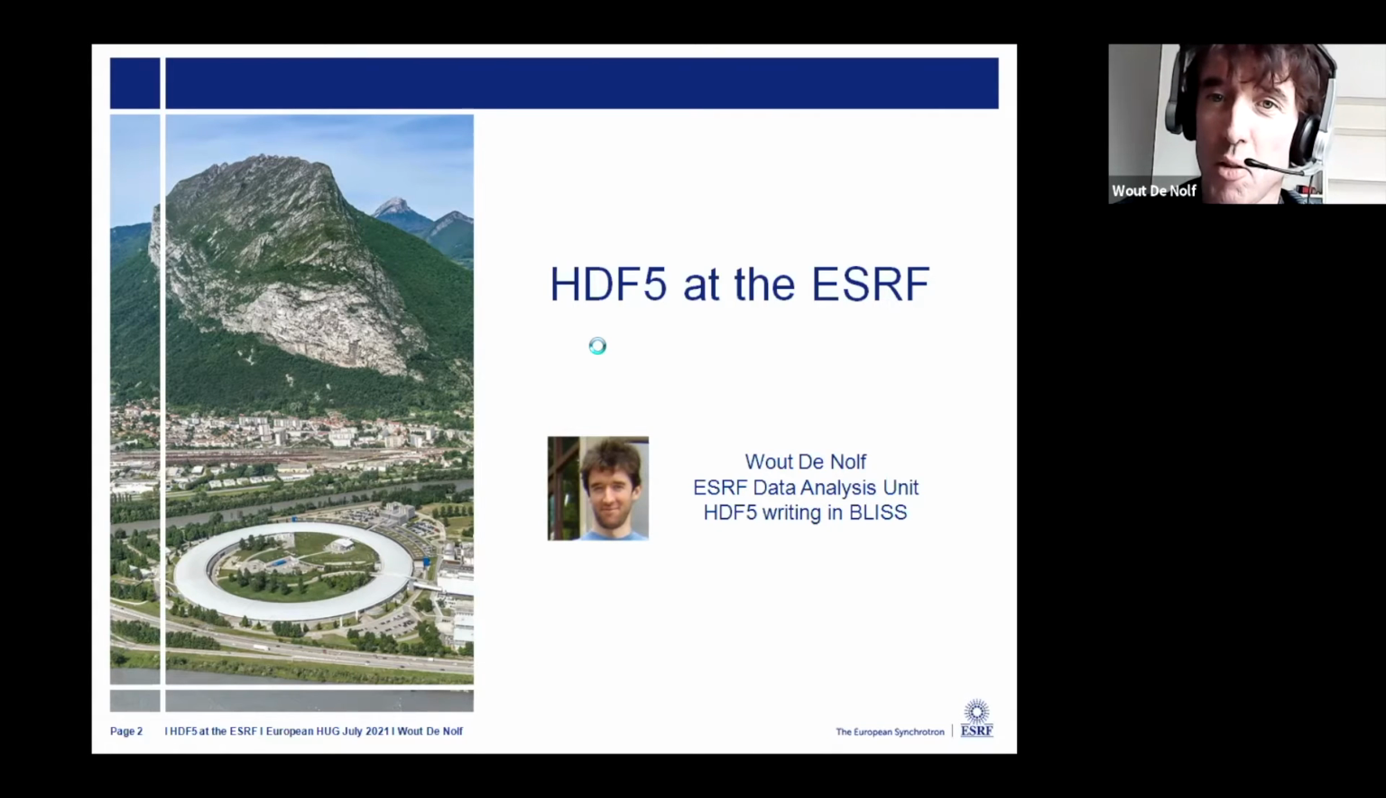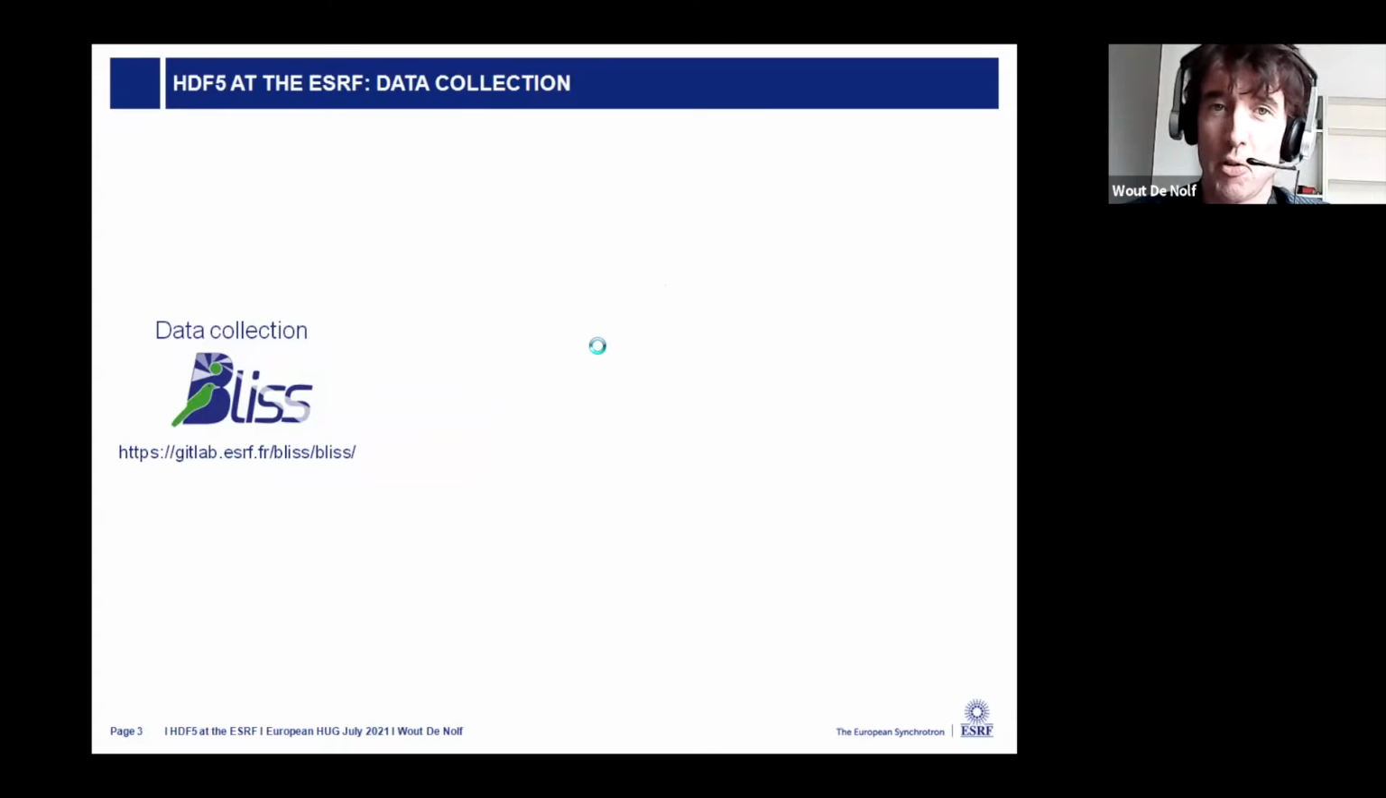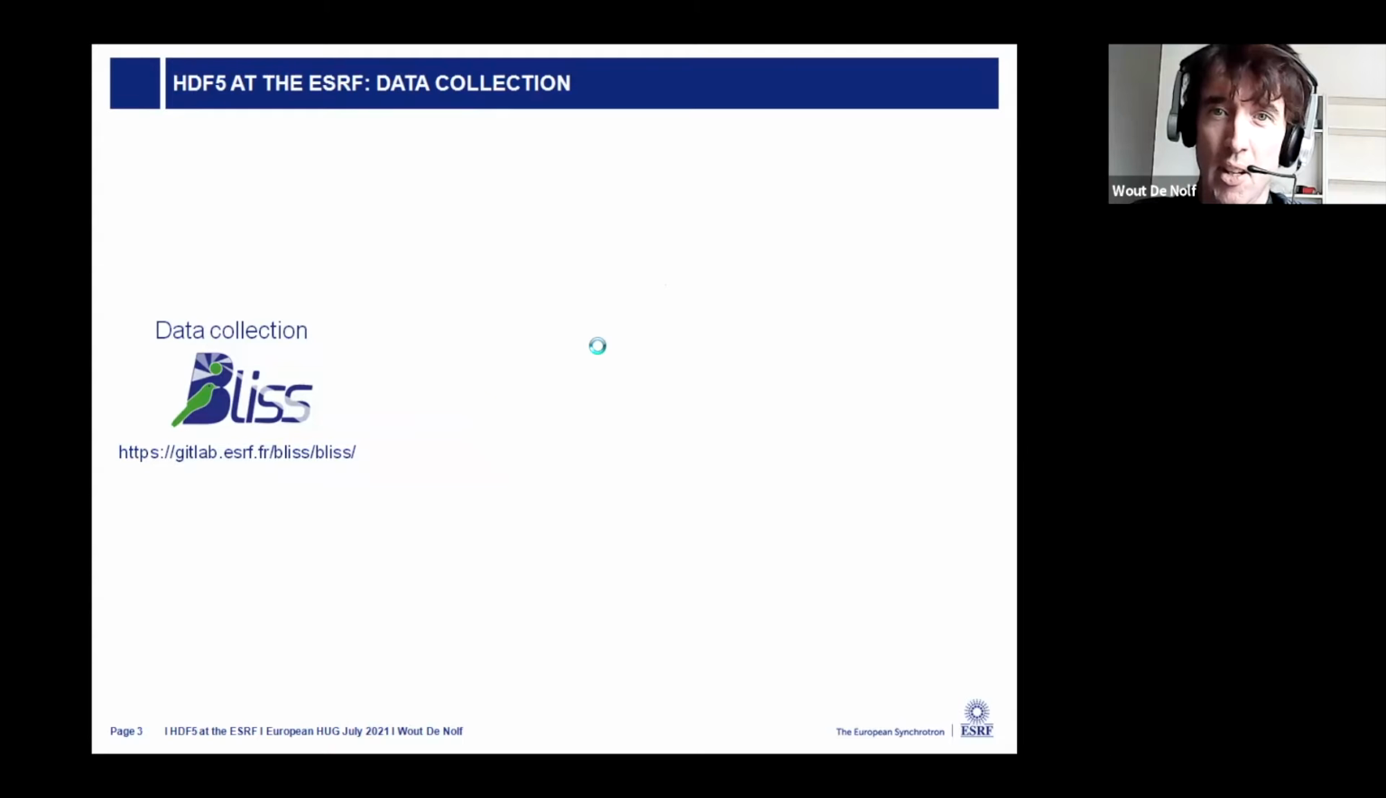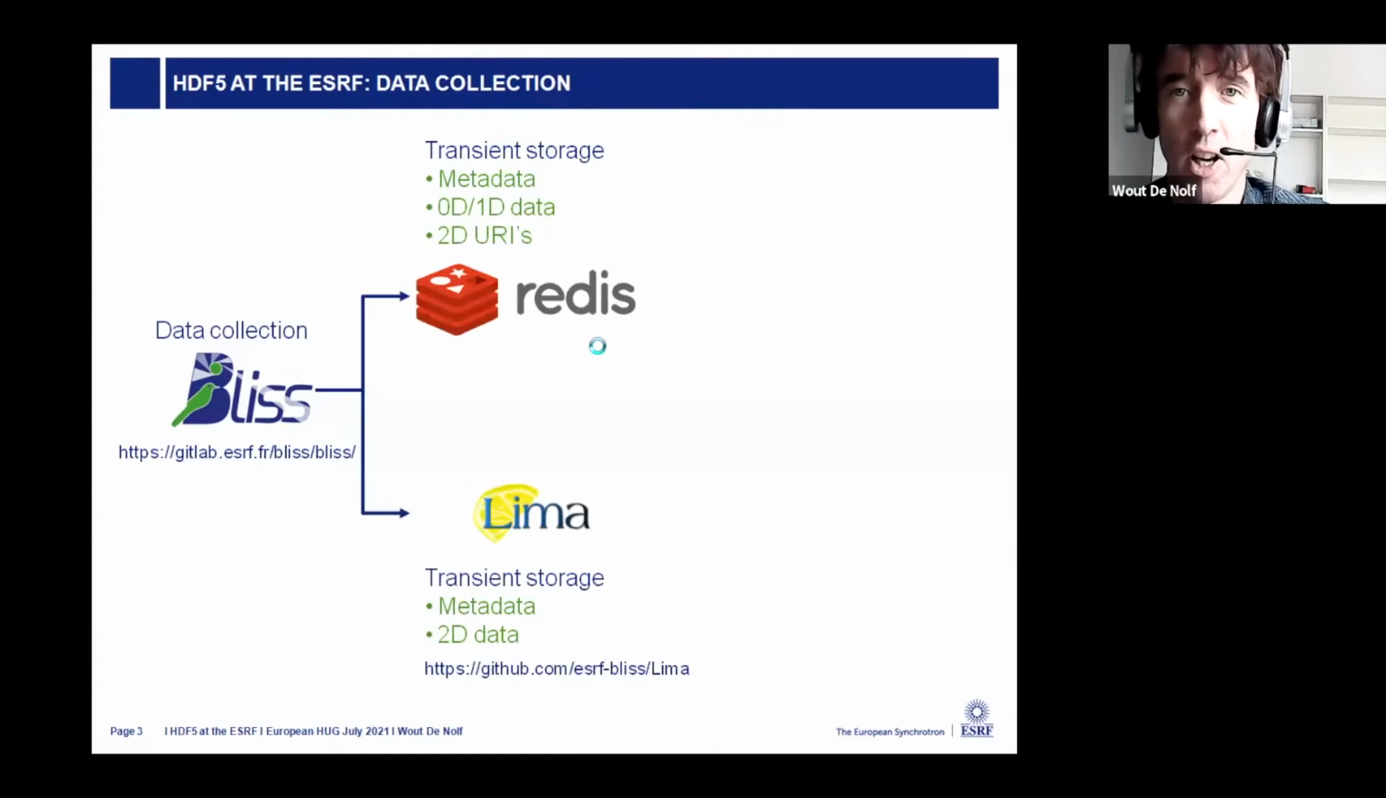So to start from the beginning, all data at ESRF is produced by BLISS, our data acquisition system, or at least this will be the case because the old acquisition system is still in use. And by switching to BLISS, we took advantage of changing all our file formats to HDF5. So BLISS is in charge of collecting data and publishing data, but not writing data. So data is published in Redis, which is an in-memory key value store.